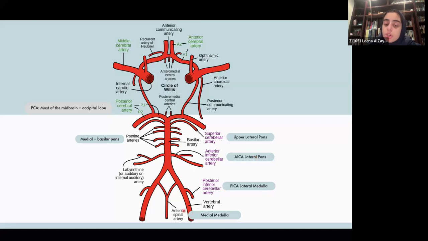So if you have occlusion of the vertebral artery or anterior spinal artery, you would have a problem with the medial medulla. If you have loss of the posterior inferior cerebellar artery, you would have lateral medullary syndrome. If you have loss of the anterior inferior cerebellar artery, you would have a lateral pons problem. If you have an upper lateral pons issue, which is kind of like a trigeminal issue, you would have a superior cerebellar artery issue. And if you have a problem in the midbrain or the occipital lobe, you would have posterior cerebral artery occlusion. Okay?